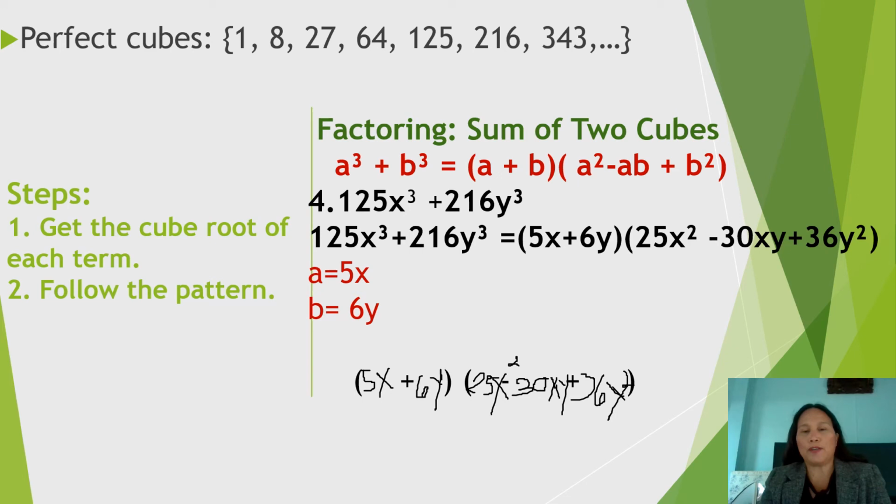Now, we have now the factored form. 5x plus 6y times the quantity 25x squared minus 30xy plus 36y squared. Okay?